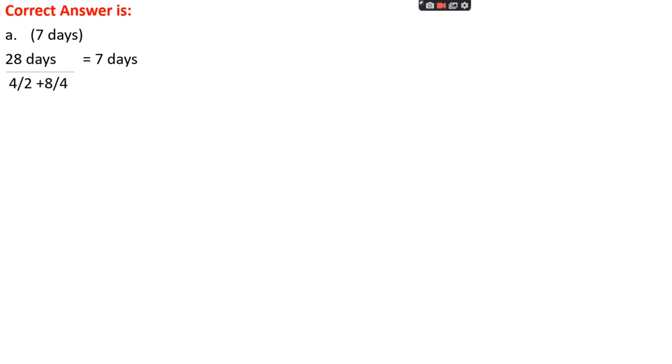In such a case, the 28 days is the total time in which they finish together. Comparing four men plus eight women with two men plus four women, in such a way we will get 7 days.